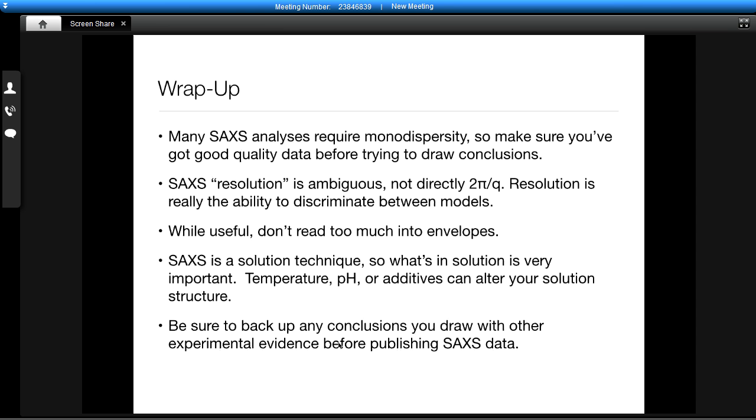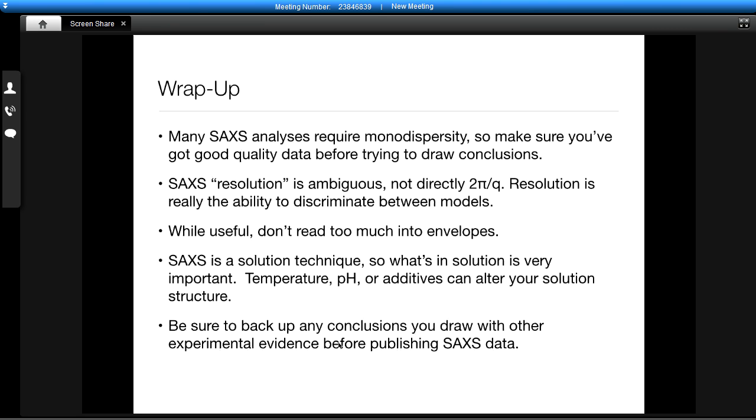So just for a final summary slide, you want to make sure that in all cases that require information about size and shape, your SAXS sample is monodisperse. You want to make sure that you have the best quality data you can before you try to draw your conclusions.